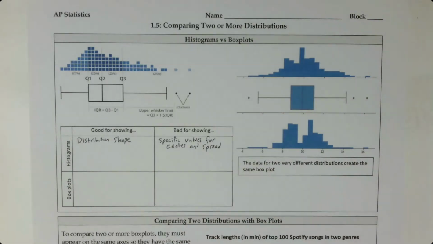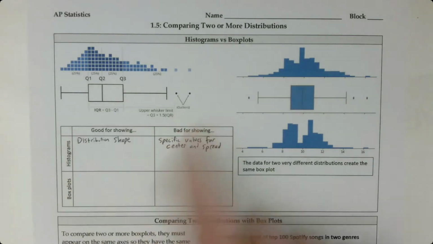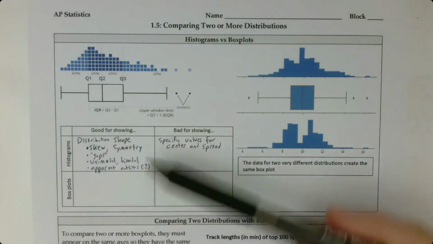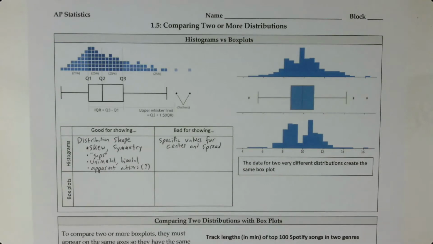And then conversely, what box plots are good for is the thing that histograms are not, which is giving you specific values for overall center and spread, features of your data set that would make it easy to compare to other distributions. So let's write down a little bit more detail in here. For some details about what I mean when I say the overall shape of the distribution: if it's skew left or right, if it's symmetric, if there are gaps in the data, if it's unimodal or bimodal or uniform or multimodal, and if there are any apparent outliers.